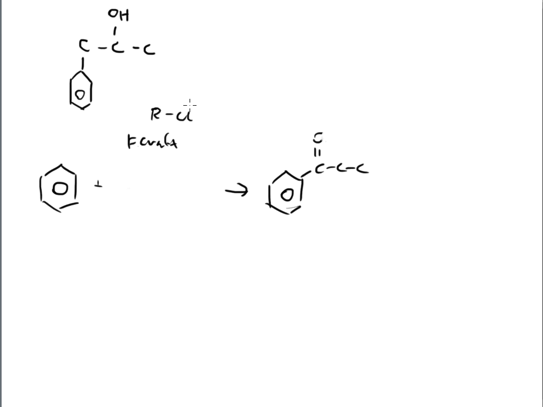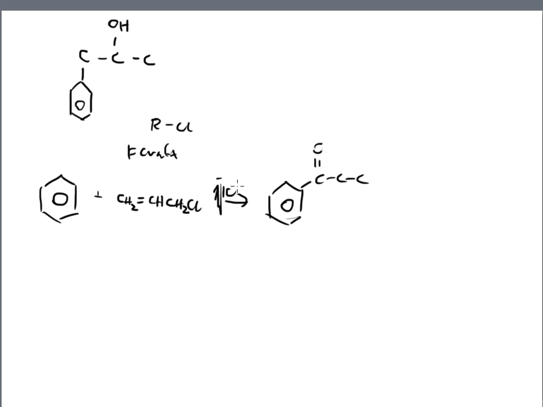Okay, well, if it gives me a choice to pick whatever I want to go, then why don't we pick this? CH2 double bond CH CH2 with a Cl. Why not that? And then we'll do an AlCl3 like we need.